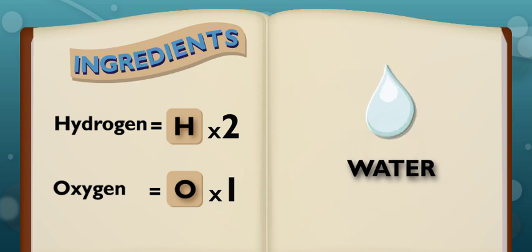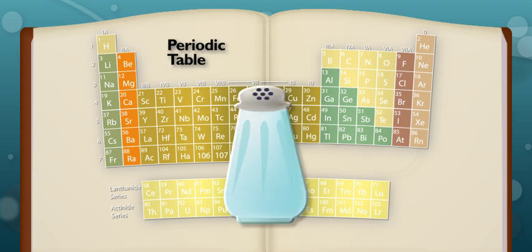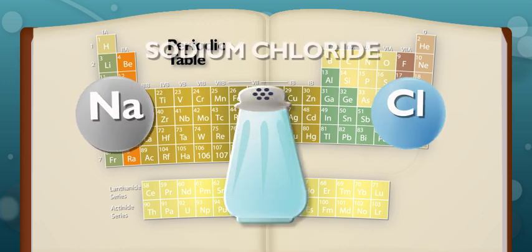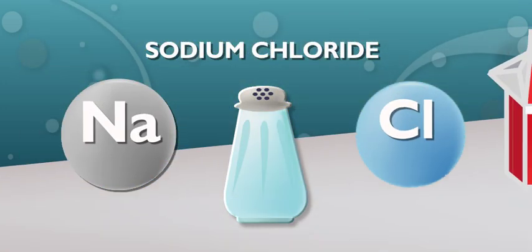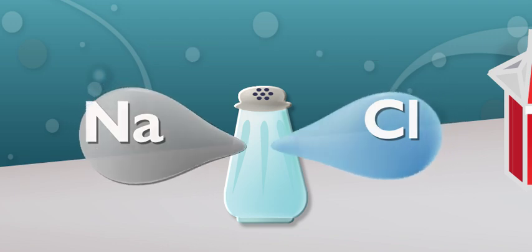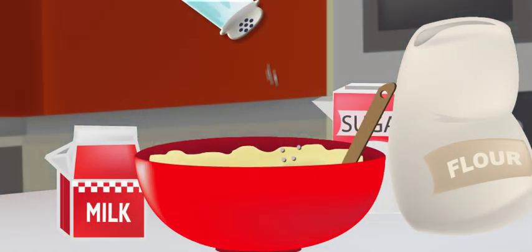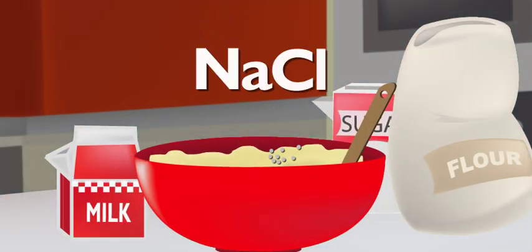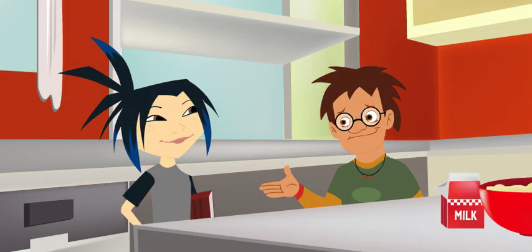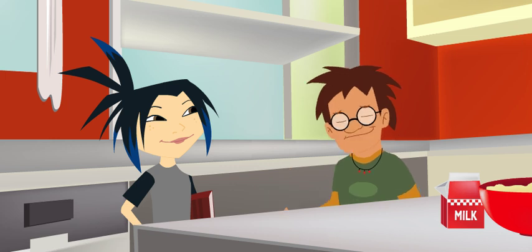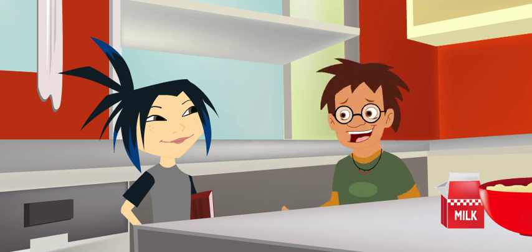Are there chemical formulas for everything? Every compound, yes. Salt is a compound, too. It's called sodium chloride because it's made from the elements sodium and chlorine. So its chemical formula shows the symbols for those 2 elements together. NaCl. Chemical formulas really are like recipes. You were right. The cake is like a compound. Little Miss Scientist strikes again.